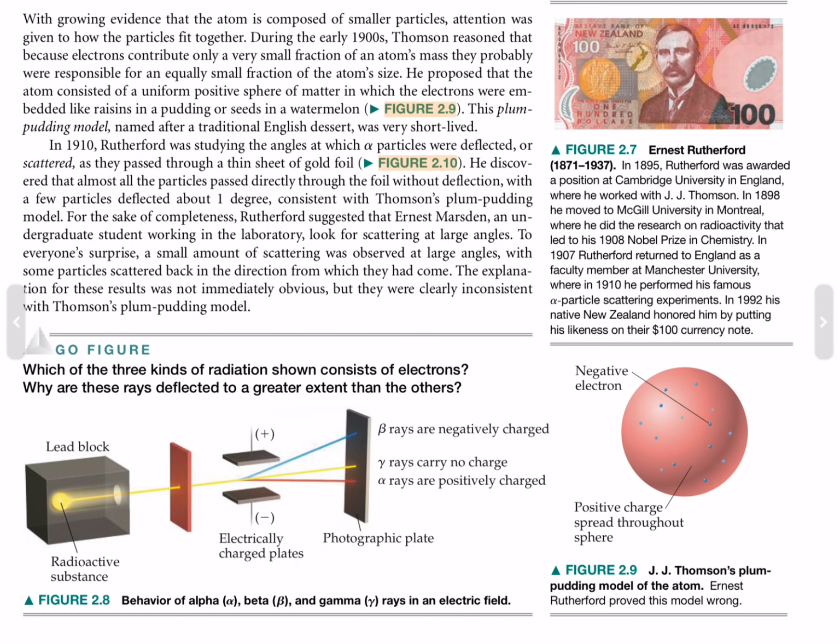Figure 2.8. Behavior of alpha, beta, and gamma rays in an electric field. Beta rays are negatively charged and are drawn towards the positive electric plate. Gamma rays have no charge and they go straight through, and alpha rays are positively charged and are attracted towards the negative electric plate. Figure 2.9. J.J. Thomson's plum pudding model of the atom. You have a positively charged sphere throughout, with negative electrons embedded within it. Ernest Rutherford proved this model wrong.